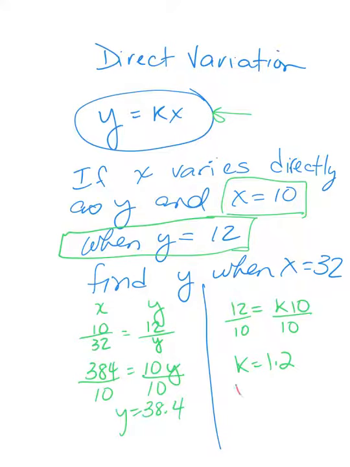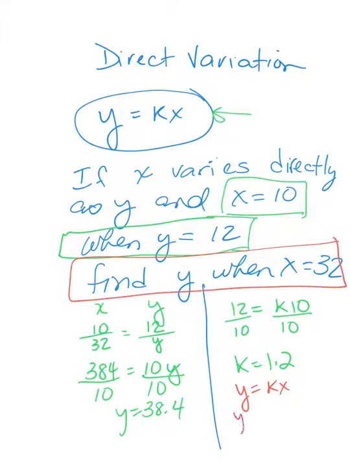Now we have y equals kx. Now we have an incomplete piece of information. We're going to find what Y is. Y equals 1.2 times 32. And somebody tell me what that is. So Y equals 38.4.